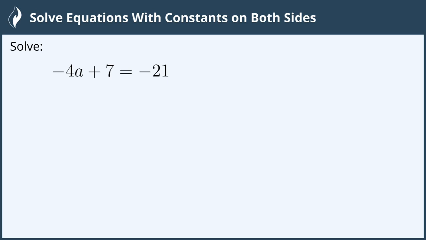Hi everyone! In this video we will solve equations with constants on both sides. Solve negative 4a plus 7 equals negative 21. Our goal is to isolate the variable.